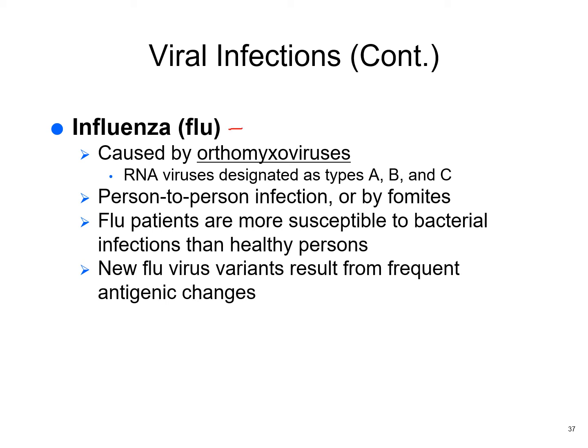And this is influenza, orthomyxovirus. RNA viruses, A, B, and C. This is person to person or by fomites, like handling something. I think about these pens in the doctor's office. They always want you to sign with a dirty pen. I keep thinking I need to take my own pen, but flu patients are also more susceptible to bacterial infections than healthy people. And occasionally there are new flu virus variants that result from antigenic changes, mutations.